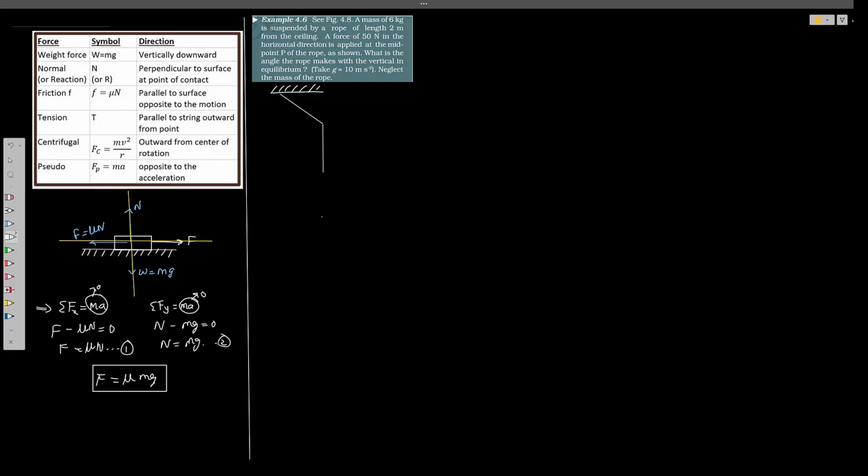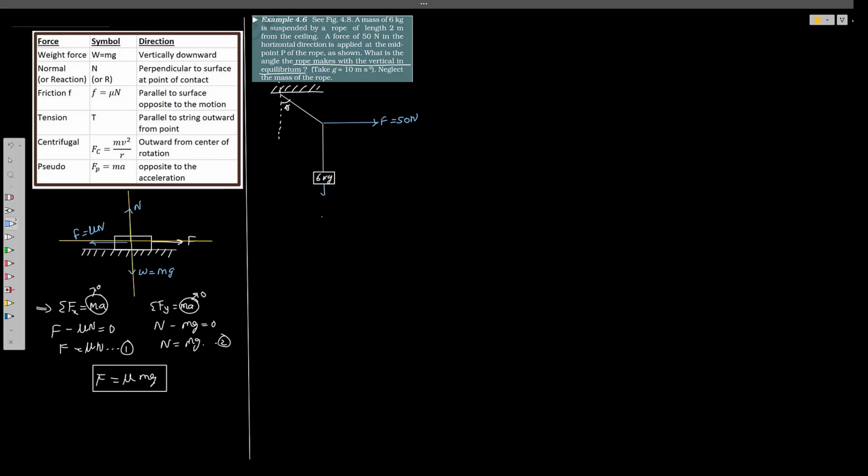Okay, we have one rope and a 6 kg mass is suspended at the end. A force of 50 Newton is applied in the horizontal direction from the midpoint as shown in the figure. We have to find the angle. Your angle should be between the rope and the vertical direction. So we have to find this theta. Yeah? Now, let's start the free body diagram. First of all, we have to draw the weight force.